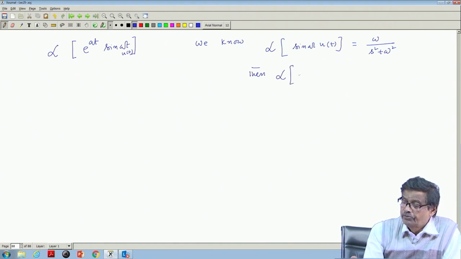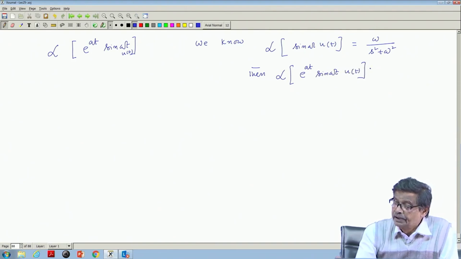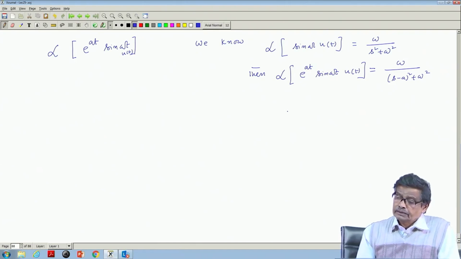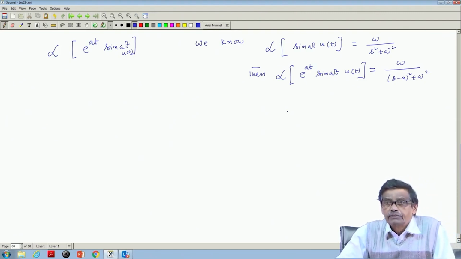the Laplace transform of e to the power a t sin omega t into u t will be the same thing, but s is replaced by s minus a. This is the idea. Got the point? Therefore, from the earlier results, if we know the Laplace transform of x t, which is capital X s, then multiplying that function with an exponential e to the power a t gives the same Laplace transform, but s is replaced by s minus a.